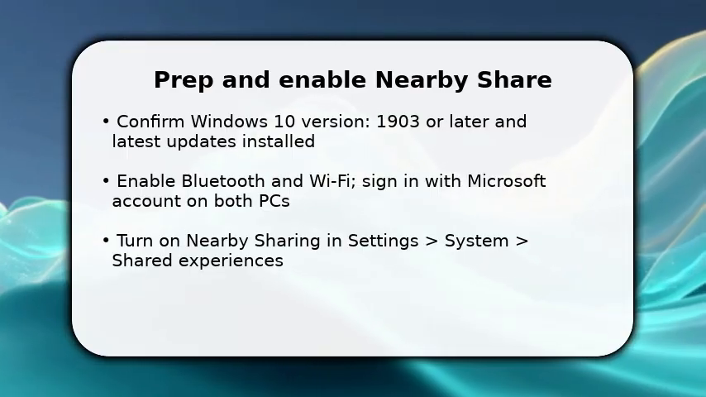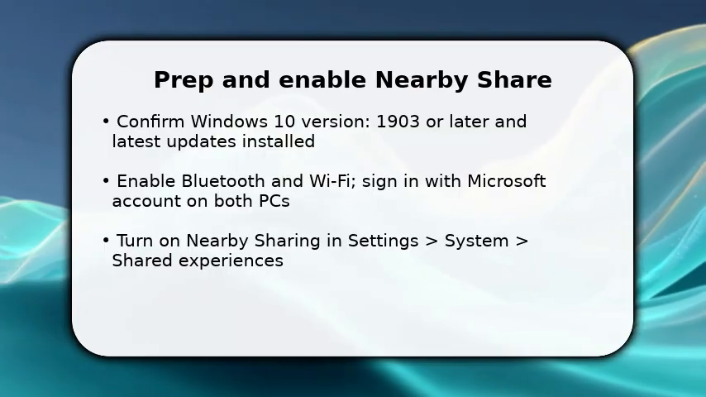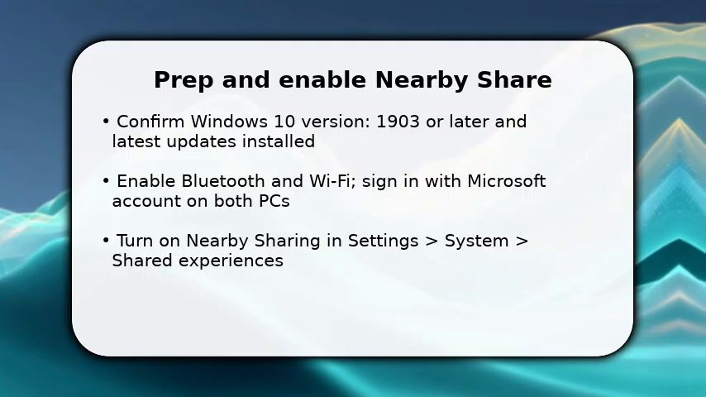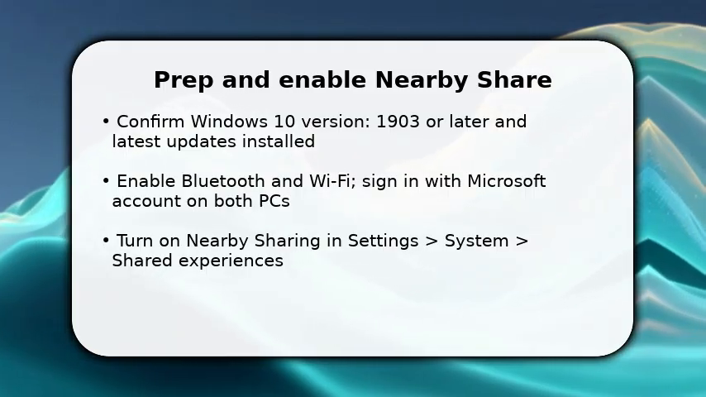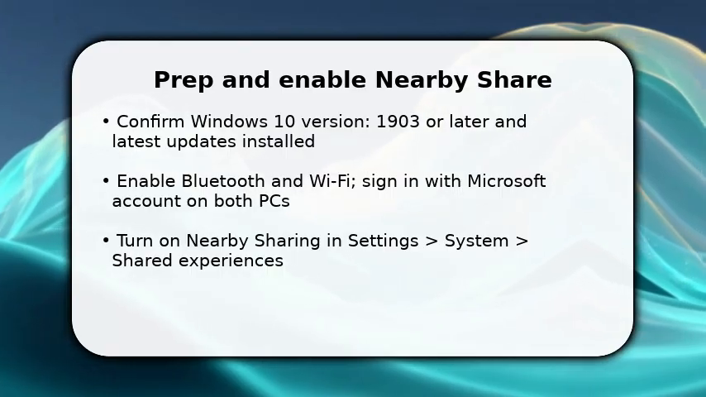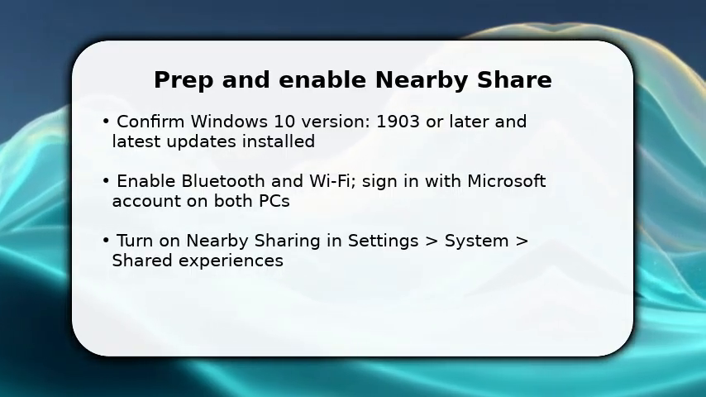You begin by enabling the prerequisites. Make sure your PC runs Windows 10 with recent updates and sign into a Microsoft account so devices can authenticate. Once done, switch on Bluetooth and Wi-Fi because Nearby Share uses both for discovery and transfer.